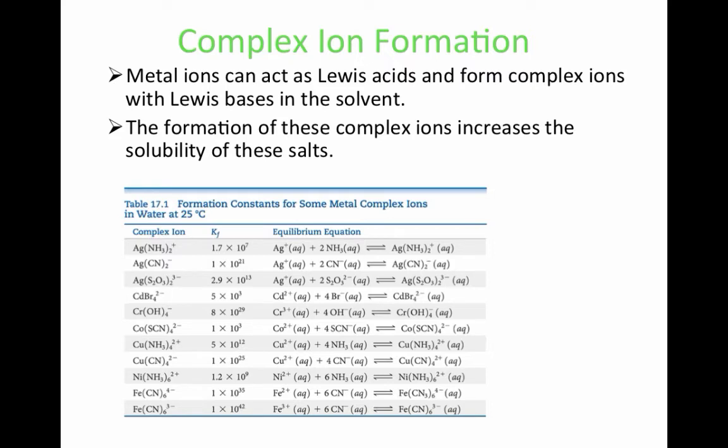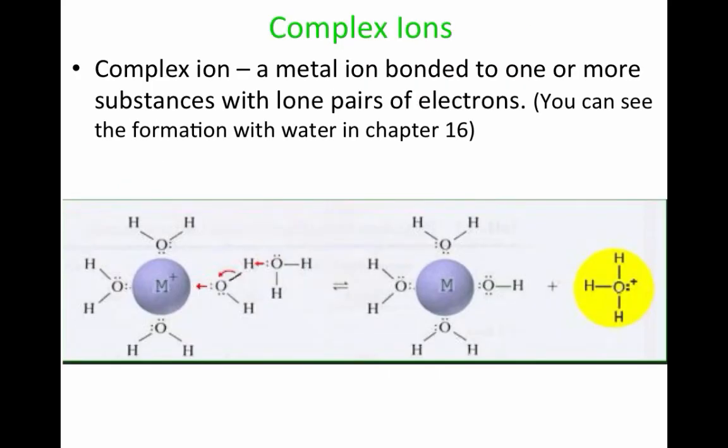So a complex ion is formed from metal ions that can act as Lewis acids. Some metal ions can act as an acid, and they form what's called a complex ion with different bases. The formation of these ions, and this is the important part, increases the solubility of the salt.